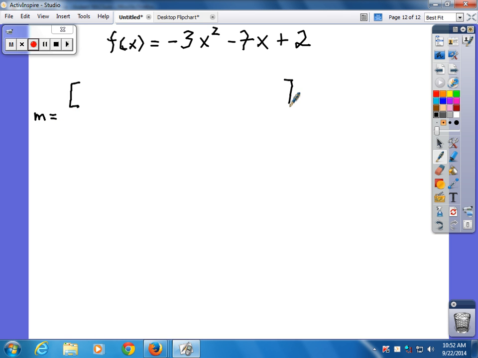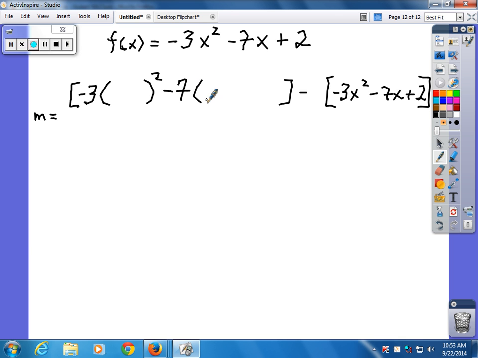brackets minus brackets. And of course, you know you can let this one be a little bit smaller. Negative 3x squared minus 7x plus 2. And this is going to be negative 3 parentheses squared minus 7 parentheses plus 2. And what goes here? X plus h.